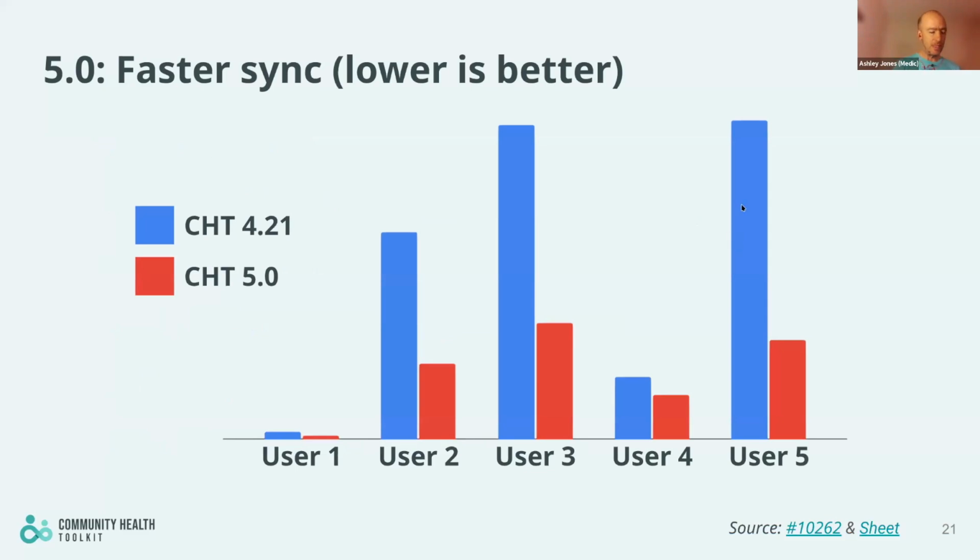All right, and this last slide, which will segue us into the short demo that Deanna's going to give, talks about the improved synchronization speeds that we see. So here, this chart shows 5 different users, with the blue being CHT 4.21 and the red being CHT 5. So you can see that, generally speaking, CHT 5 is much faster. We've seen it be as fast as 68% faster than CHT4, and that's going to be especially true for users with large document counts. It may even enable users who were previously unable to sync to synchronize.